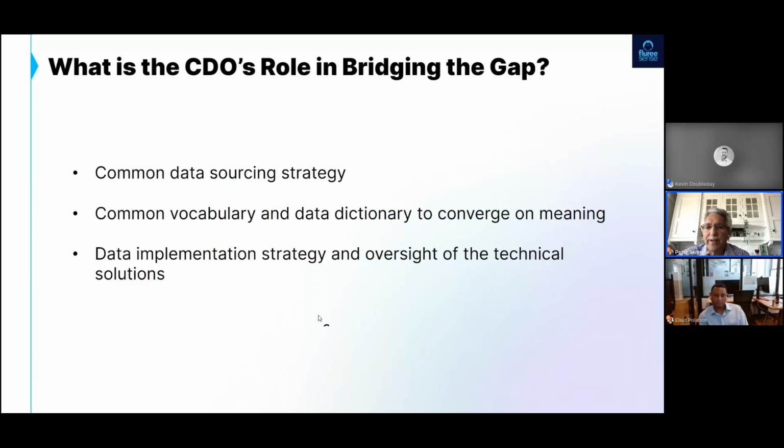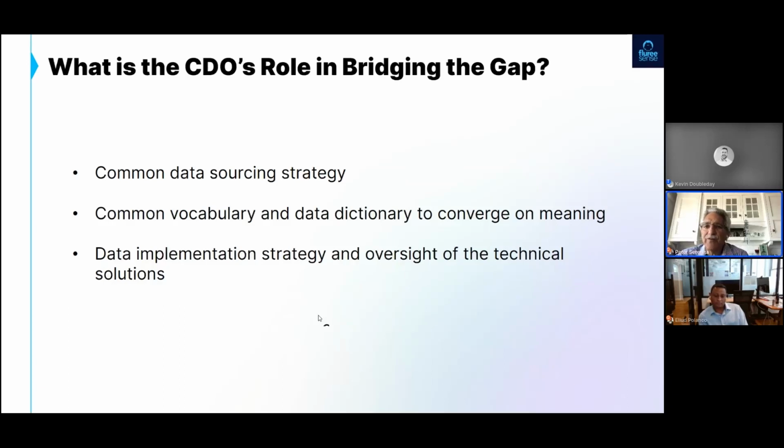The common vocabulary and data dictionary to converge on meaning. A lot of folks have bought data dictionaries and have associations of the different terms to at least say this is actually the same as that.